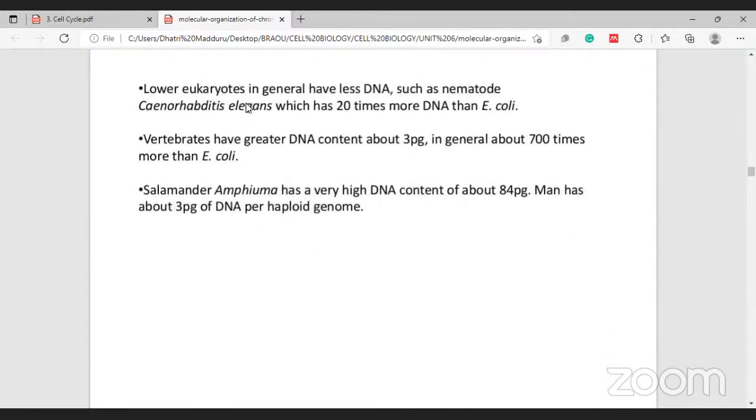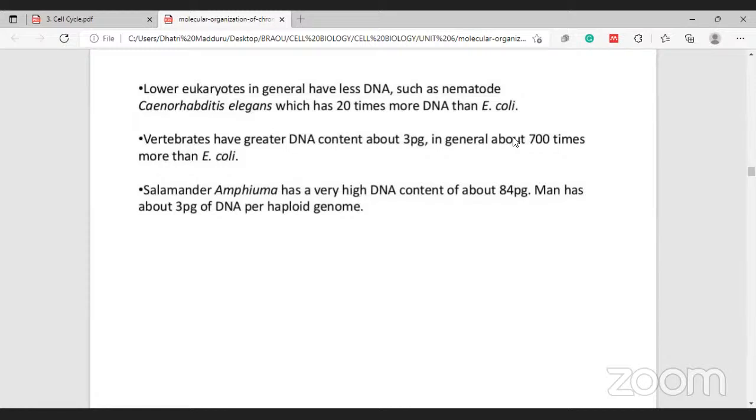So lower eukaryotes in general have less DNA, such as nematode. In nematode, the best example is Caenorhabditis elegans, but it has 20 times more DNA than E. coli. So we would assume that E. coli is more evolved than Caenorhabditis elegans. And even the lower eukaryotes sometimes can have less DNA.